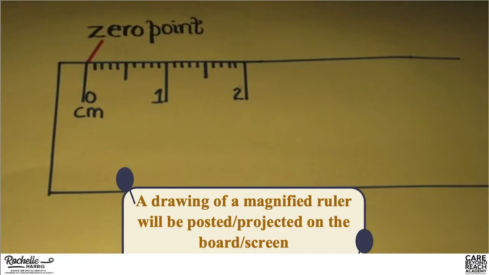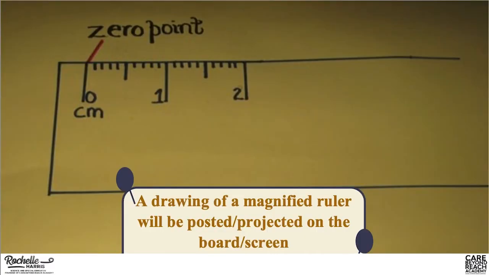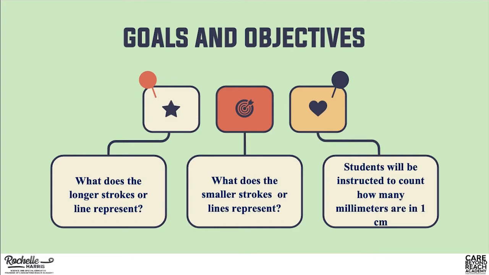So you want to know that you have this ruler to use as demonstration. What are the goals and objectives of posting up this ruler? What do you want them to do? So you want to ask them what the long strokes represent on the ruler, and then what the short strokes represent, right?